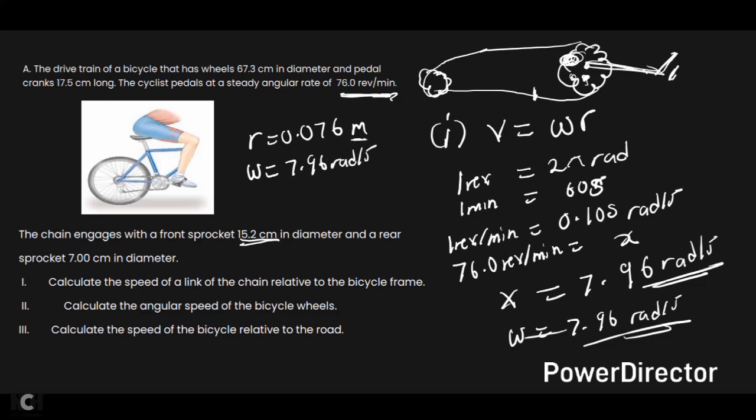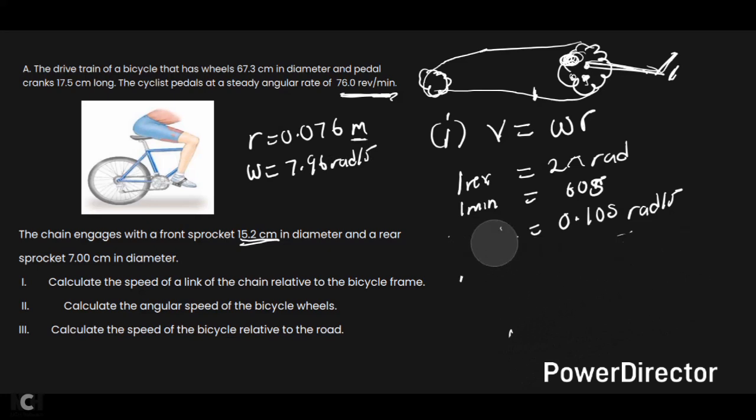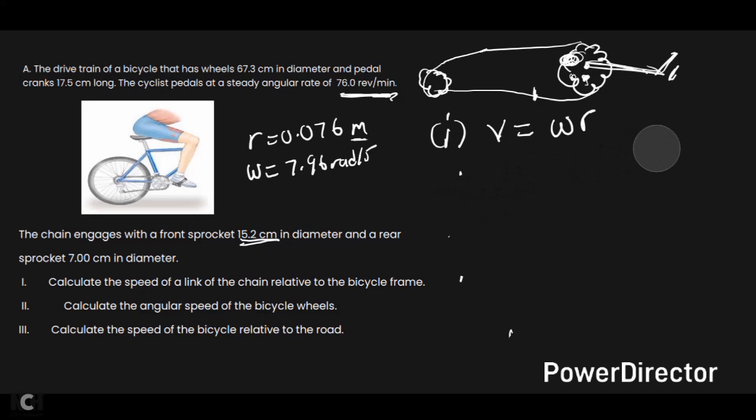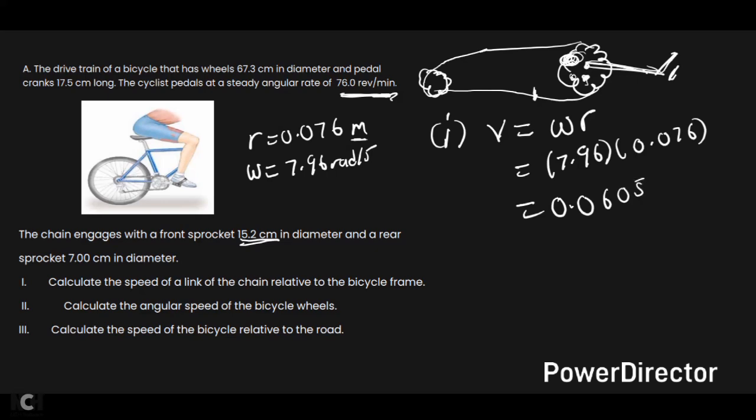So from there now, what you're going to do, you will multiply. You have the angular speed, which is 7.96. What's your radius? 0.76. Then what will be the answer in this situation? Your answer in this situation will be 0.0605. That is in meters per second. So that's your first equation, that's your first answer.